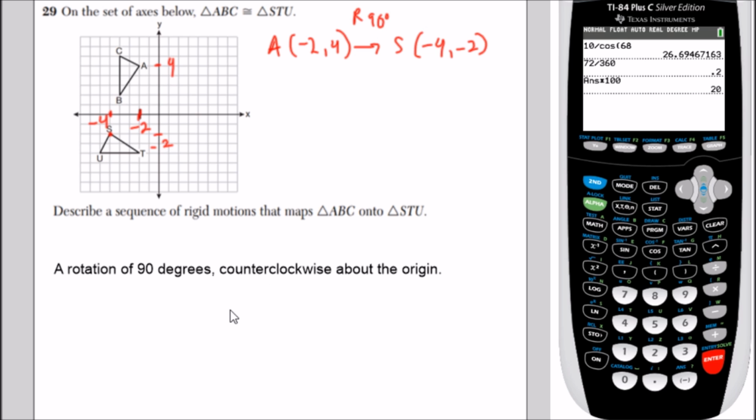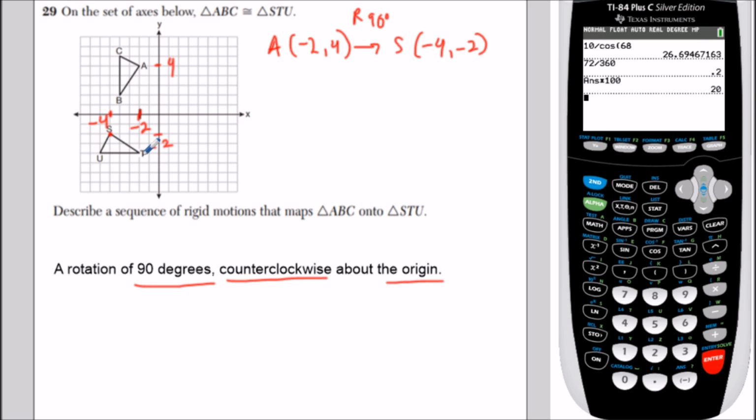Now, a few things. For one, you absolutely need to include the degrees that you're rotating, the direction you're going, and the point that you're spinning around. So if you exclude that, you're going to lose out here. If I have a lot of time for this test, I would check out points C and B to see that they map to the other two.